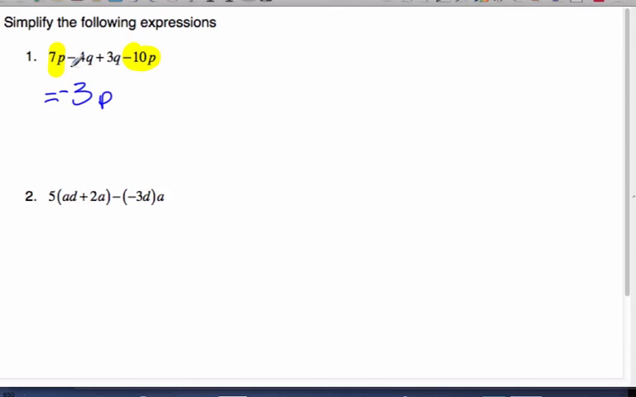And then if I do my q's, negative 4q plus 3q minus q. We don't have to write the 1 there because mathematicians are lazy. They don't like writing ones. All right, so that's easy as can be.